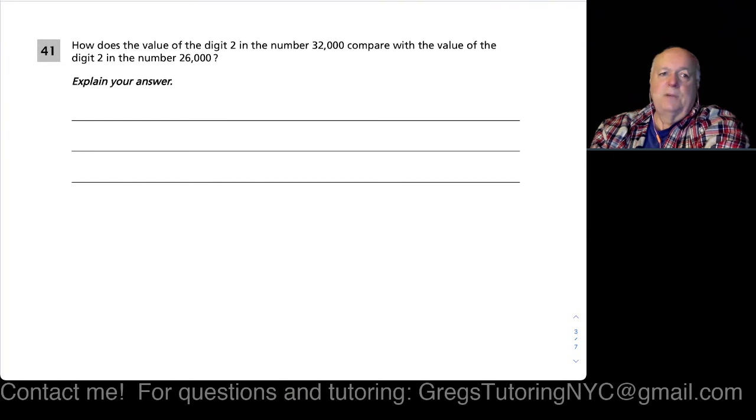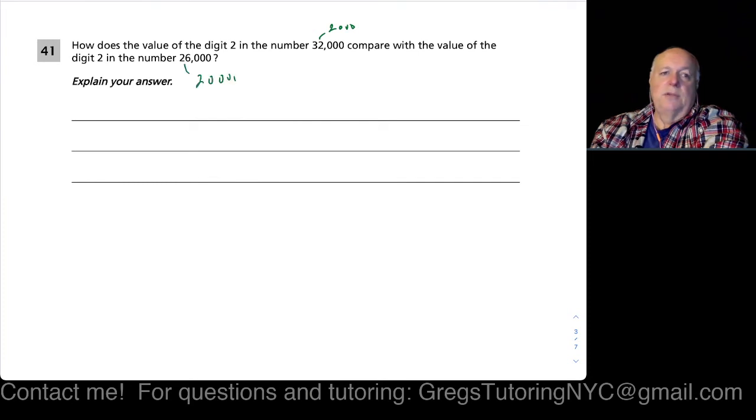All right. So this is a place value question. What is the value of the digit 2? This is not 2, this is 2,000. And how does it compare to the value of the digit 2 here? This is not 2, this is 20,000.